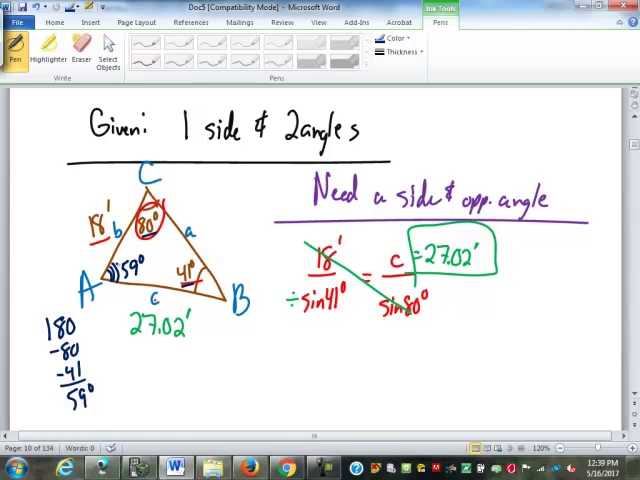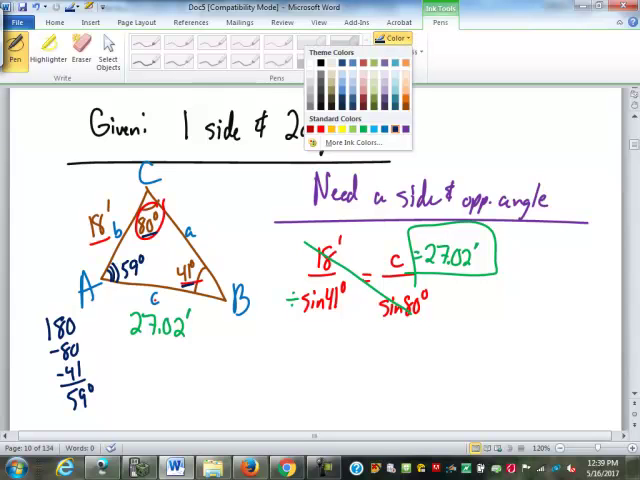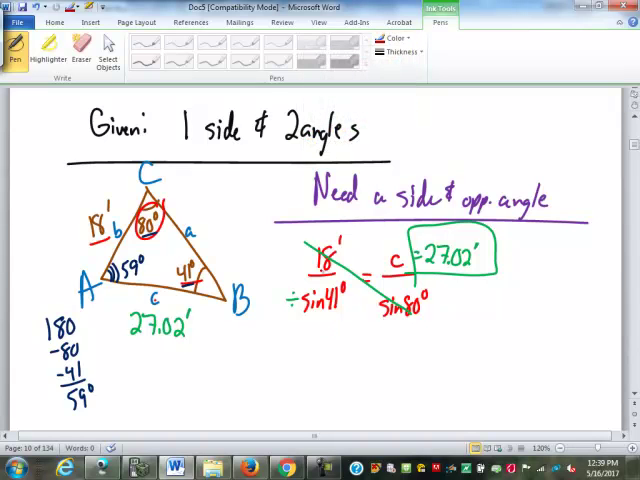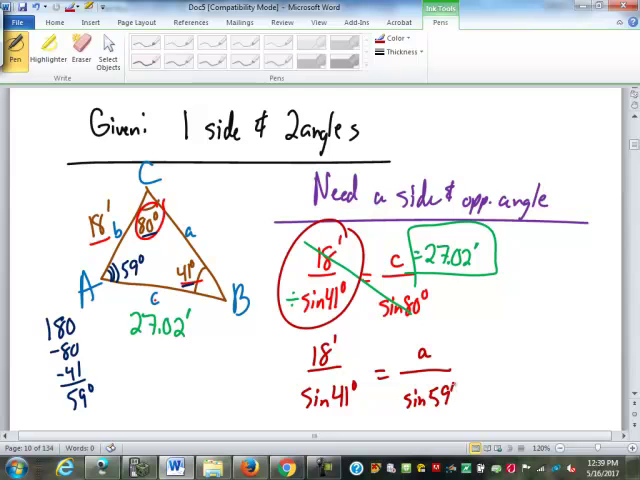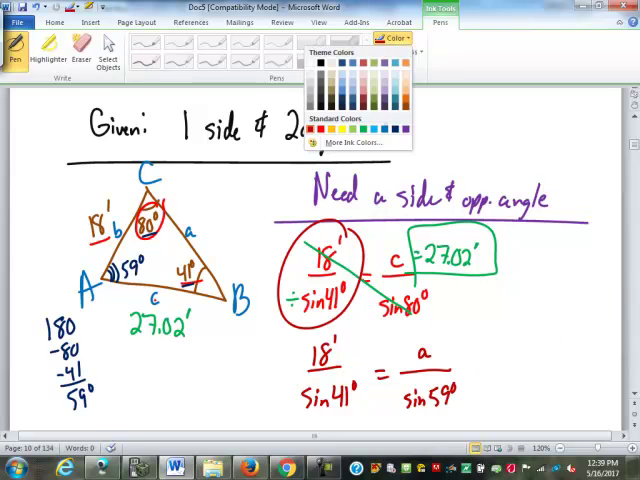So really, if we're given two angles, we're really given three angles, because the third angle is just subtraction. So now to find side A, I'm going to go back to my given. I have my 18 feet and its opposite angle of 41 degrees, so 18 over the sine of 41 equals, I'm trying to find side A now, so I'm going to put that on top. What has to go below it? Sine of 59 degrees is its opposite angle.